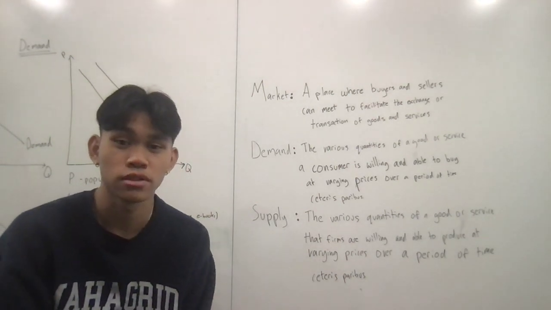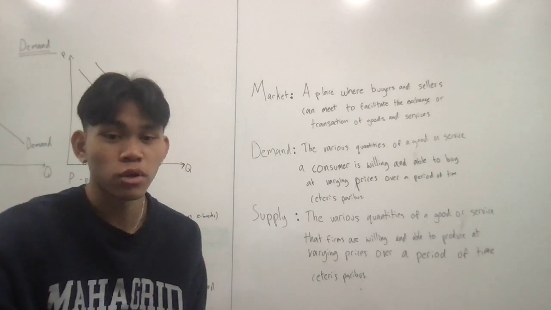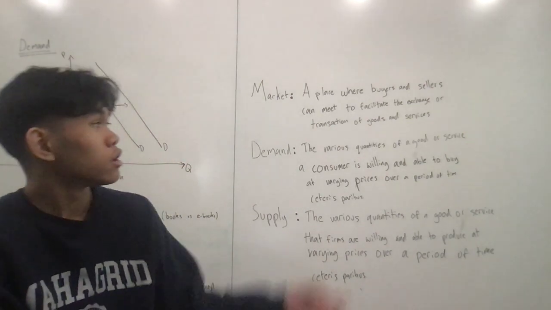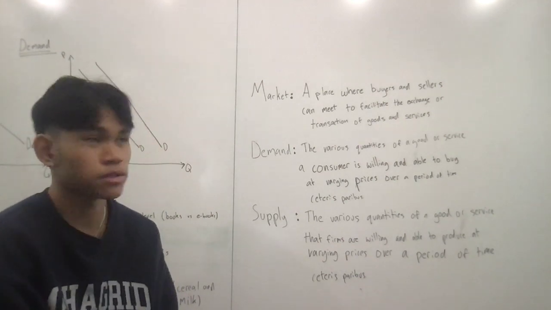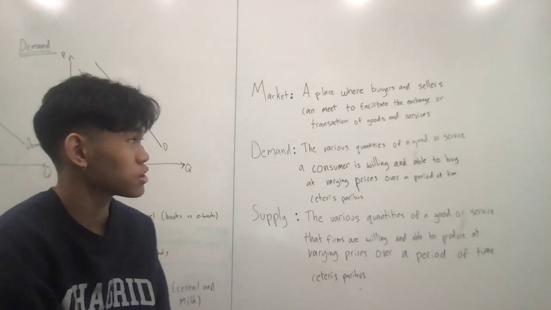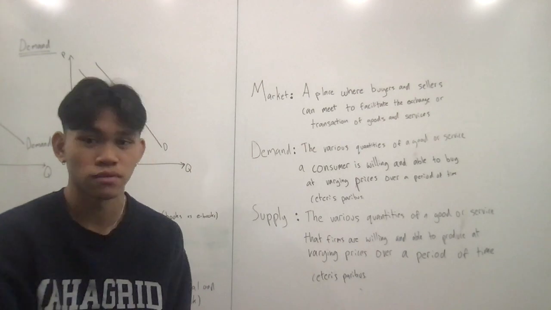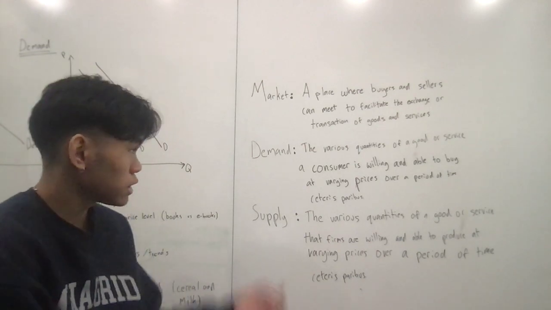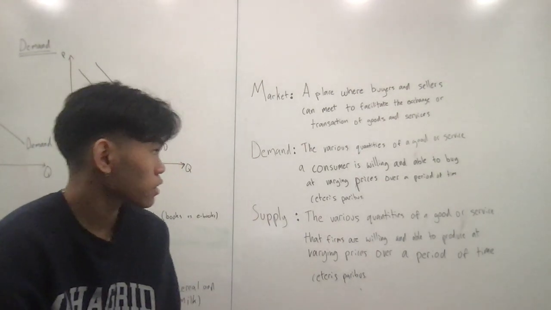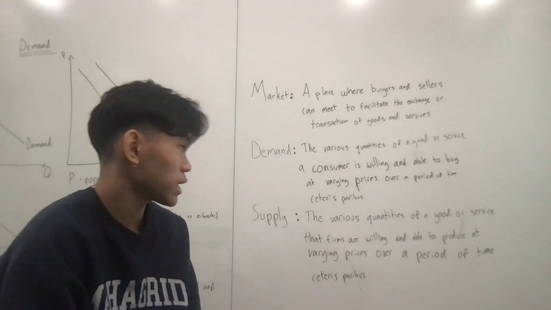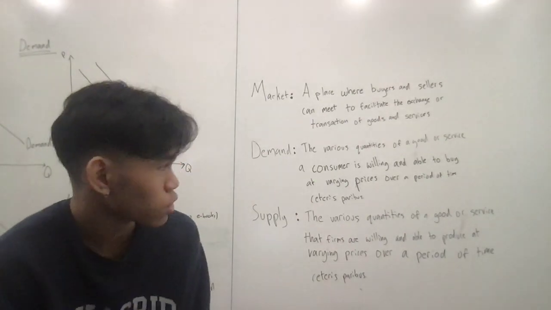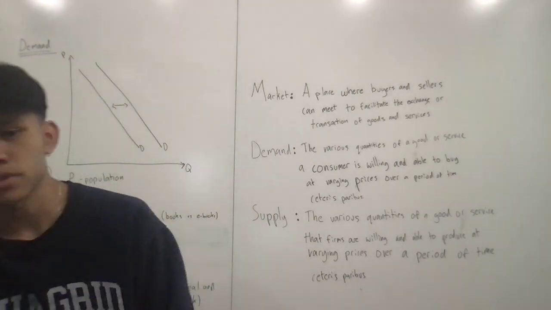Today we will be discussing competitive market supply and demand. The term market can be defined as a place where buyers and sellers can meet to facilitate the exchange or transaction of goods and services, whereas demand, which is what we will be discussing first today, can be defined as the various quantities of a good or service a consumer is willing and able to buy at varying prices over a period of time, ceteris paribus.